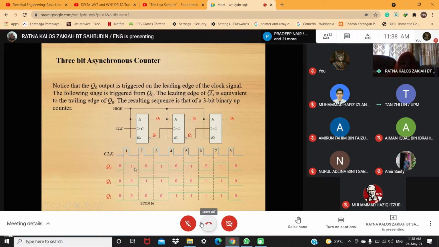If you don't understand, you can try this. Go back, you're already at home. You draw this again, Q naught, and then another one below Q naught, you draw Q naught bar. Then you draw Q1, and Q1 bar below Q1, and then you draw Q2, and then Q2 bar, and see whether you get the same. I'm sure you will get the same timing diagram. So it will give you more understanding when you draw it.